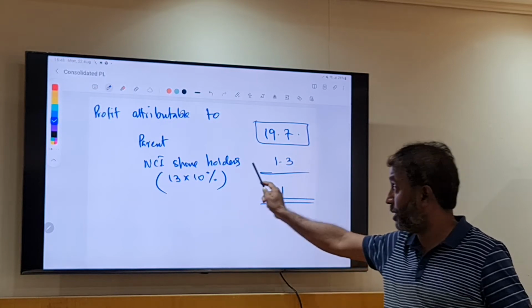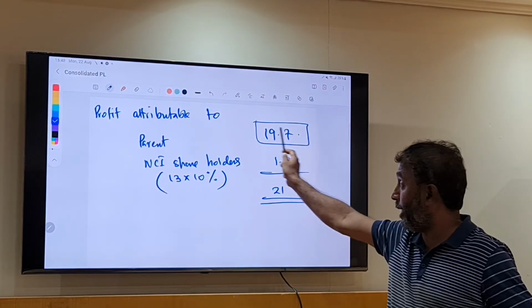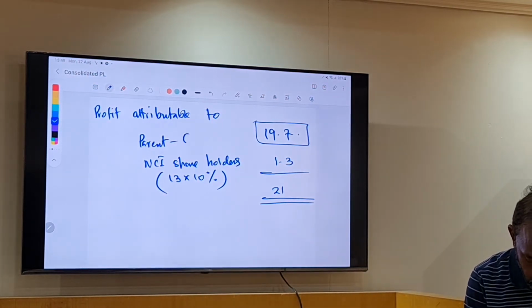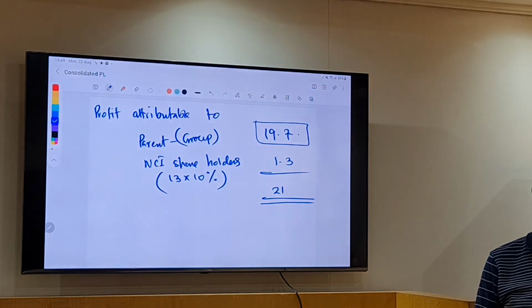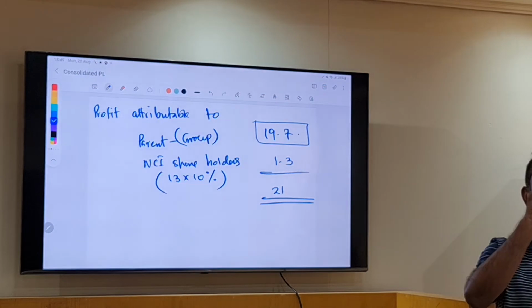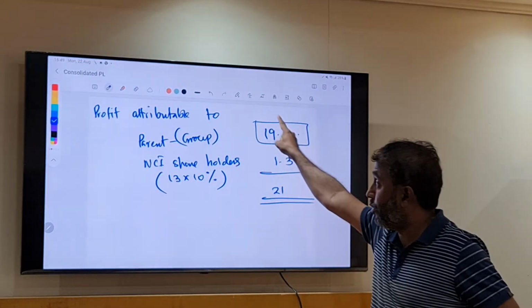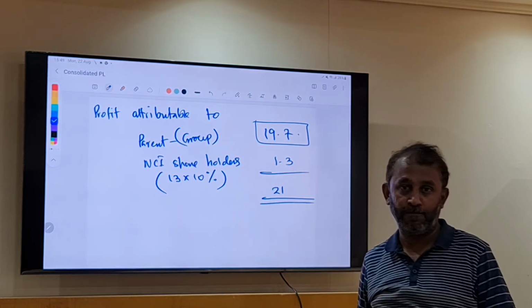Of that, 10% I am giving to them. So for the parent shareholders, this 19.7 profit. How do you read it? Profit attributable to parent shareholders.